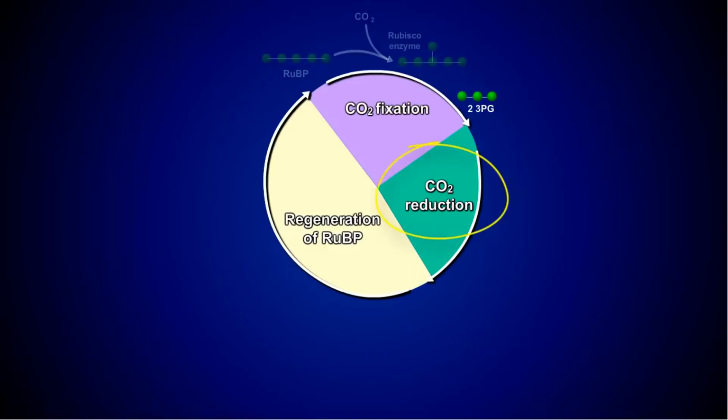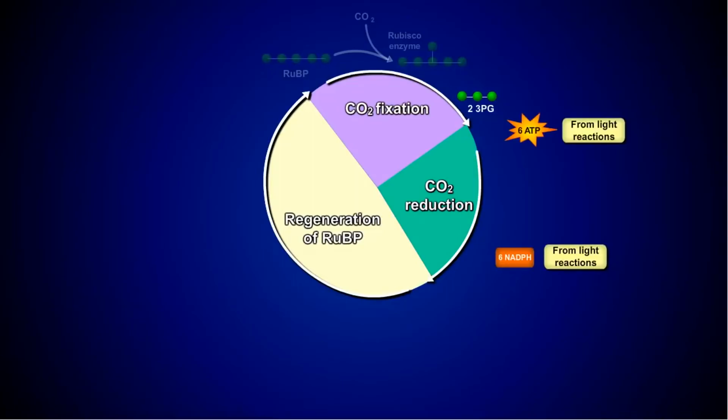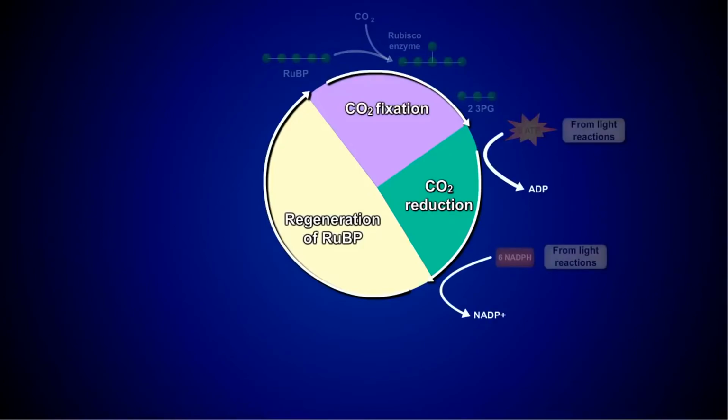Next, the process of converting the CO2 to carbohydrate begins. This phase is called the carbon dioxide reduction phase because we're adding electrons and energy to the CO2 molecule. During this phase, a sequence of reactions uses NADPH and some of the ATP from the light reactions. These molecules supply the needed electrons and energy for CO2 reduction. Electrons are added from NADPH, and through a series of reactions, 3PG is reduced to form G3P, a carbohydrate. ADP and NADP+ return to the thylakoids to be converted back to ATP and NADPH by the light reactions.